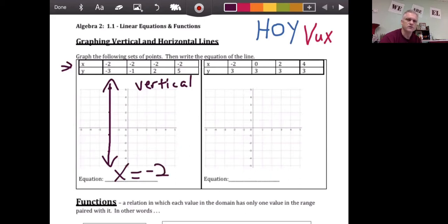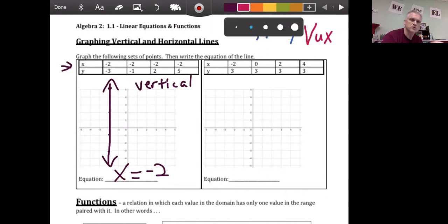And if you go back to your Algebra 1 days when you were probably taught HOY-VUX, this part right here, the VUX: vertical lines, that's the V, have undefined slopes, that's the U, and their equations always look like x equals a constant, like this. That's the X. So in HOY-VUX, that's what VUX stands for. Vertical lines have undefined slopes with x equals a constant.